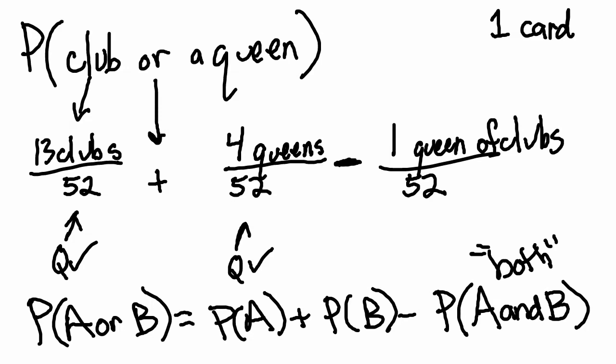So again, when we count the 13 clubs, we counted the queen of clubs. When we counted the 4 queens, we counted the queen of clubs. Well, we only want to count it once. We have to subtract out the queen of clubs, which is both a queen and a club. And so we take out one of those and make sure we just count it once. So this is the formula that we use for the word or.